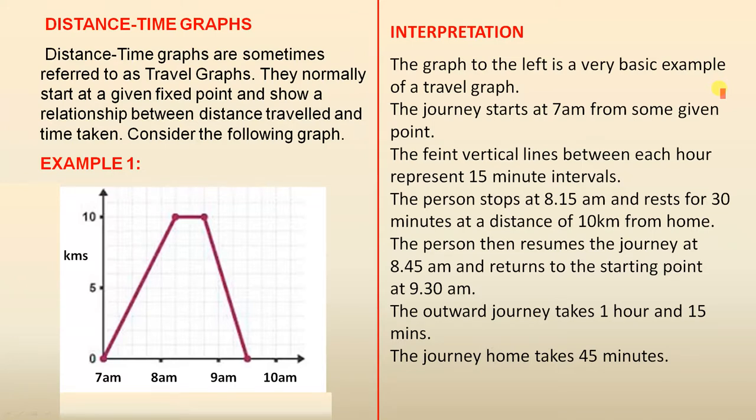The journey starts at 7 a.m. from some given point. The faint vertical lines between each hour represent 15-minute intervals. The person stops at 8:15 a.m. and rests for 30 minutes at a distance of 10 kilometres from home. The person then resumes the journey at 8:45 and returns to the starting point at 9:30.